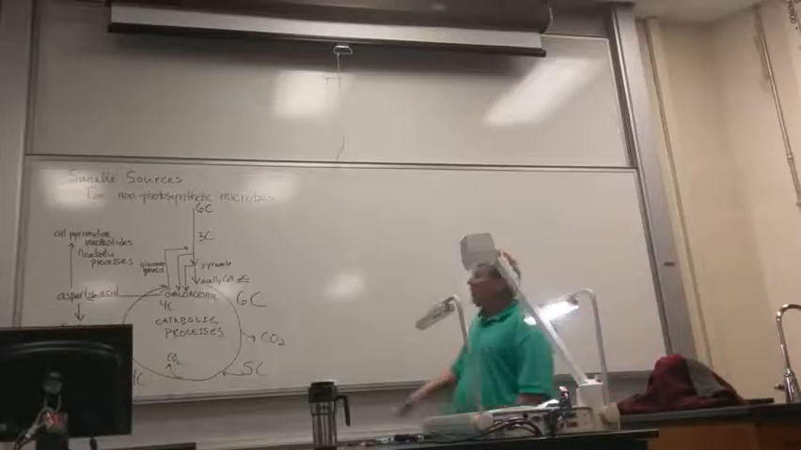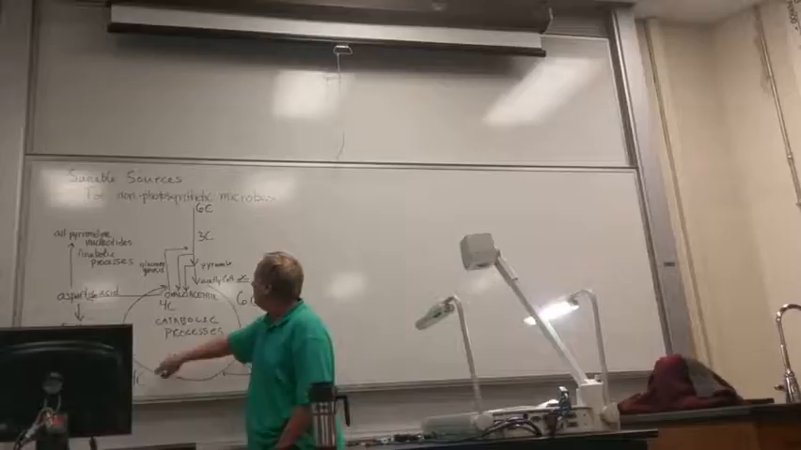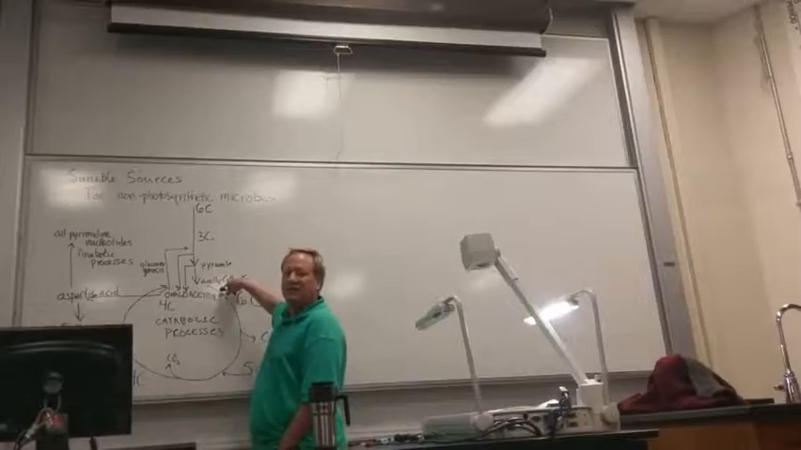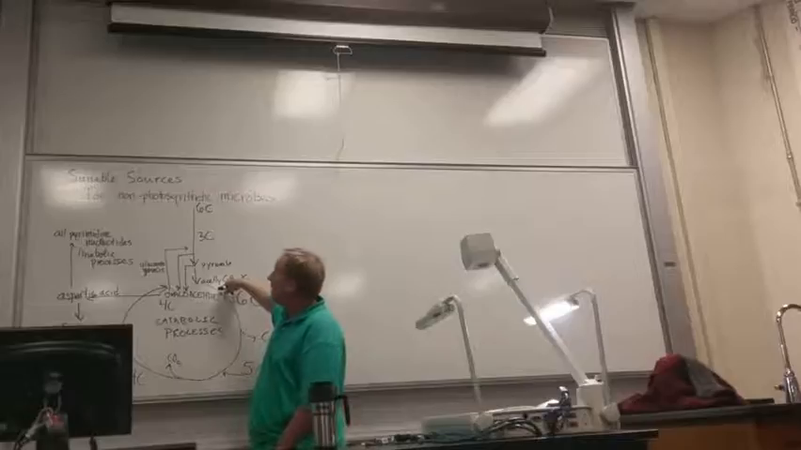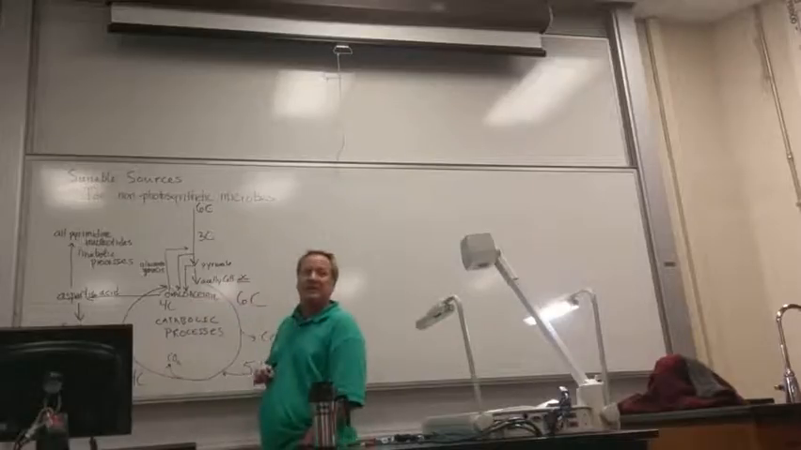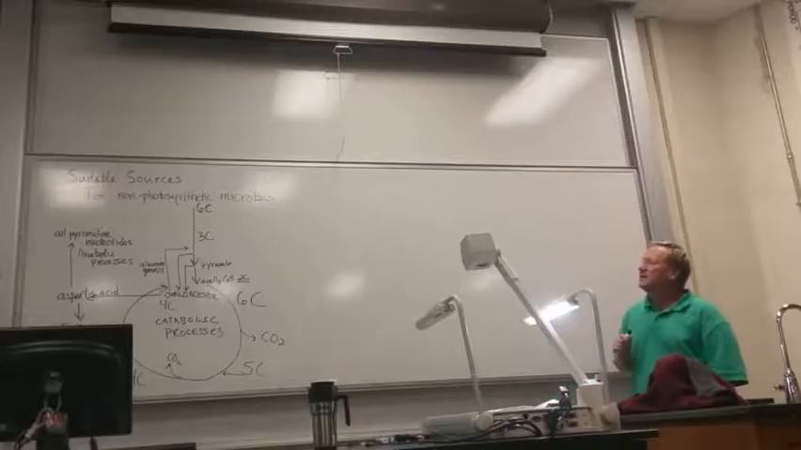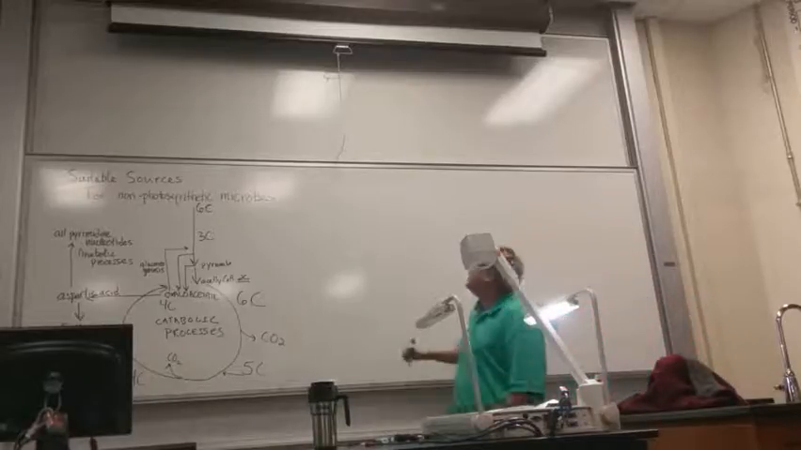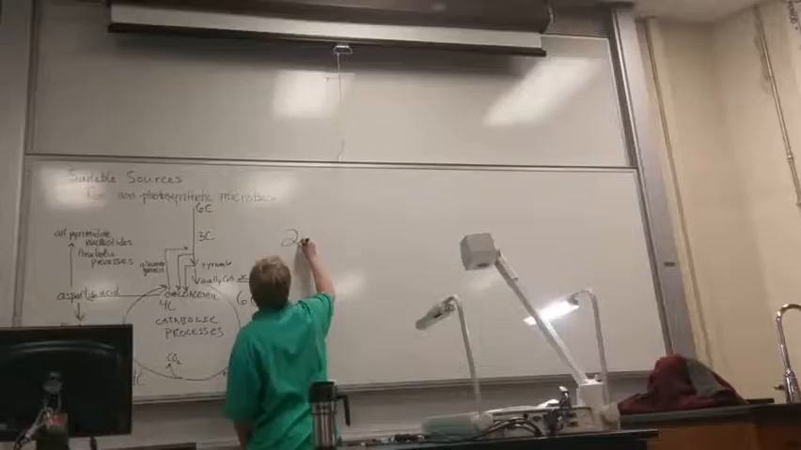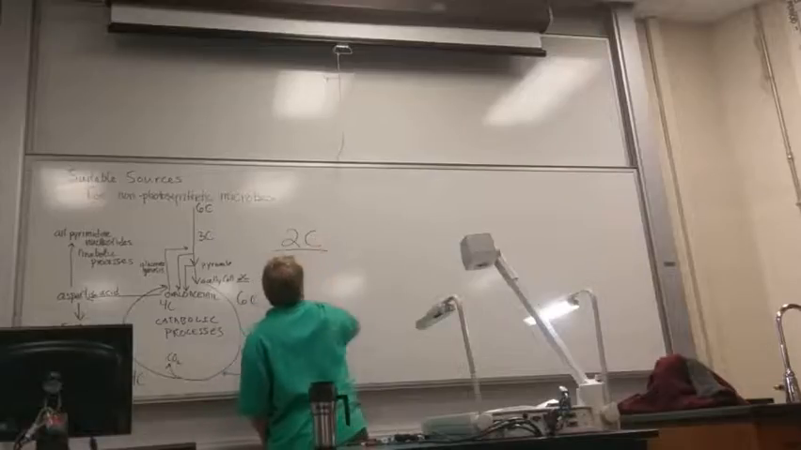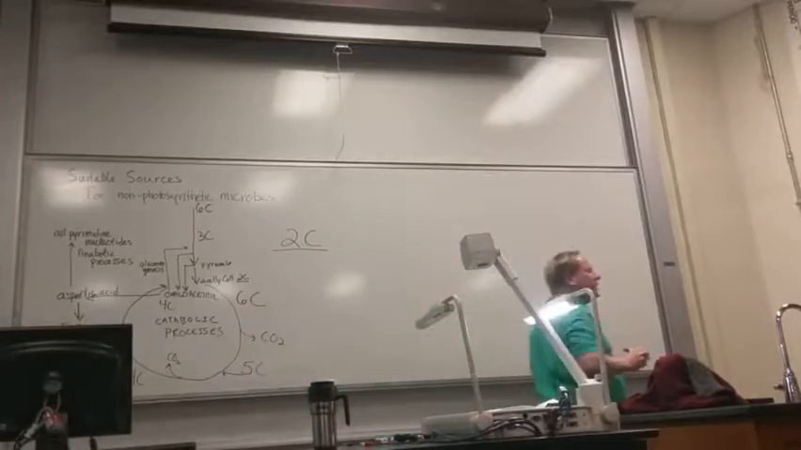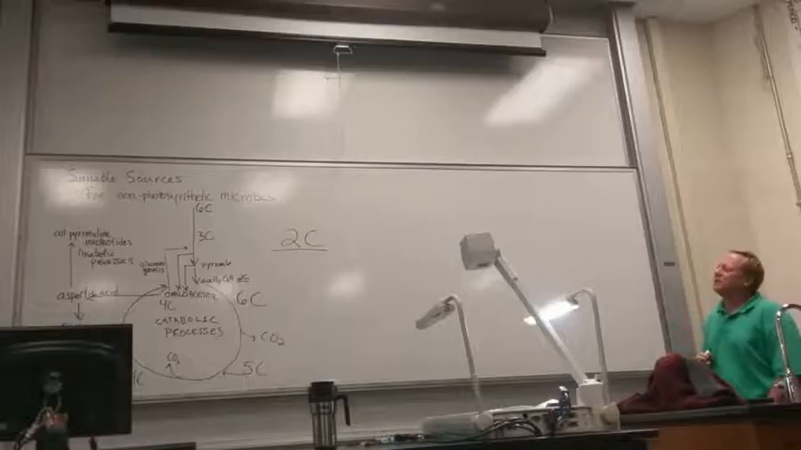And for a four-carbon source entering here, do you need oxaloacetate for the beginning of the Krebs cycle? No, because you're really not running it, okay? So you've got excess oxaloacetate. So that is fine. Now, what is a problem is a two-carbon source, all right? We're talking about non-photosynthetic organisms.